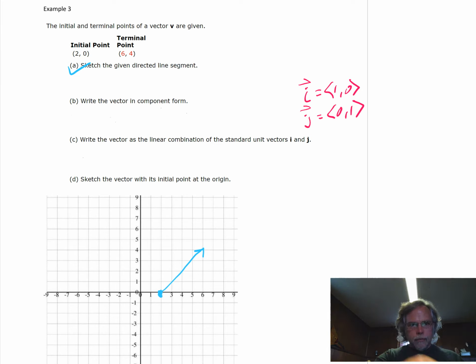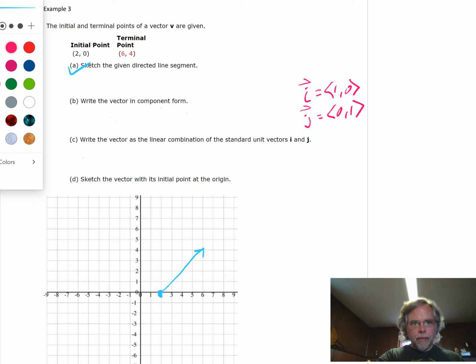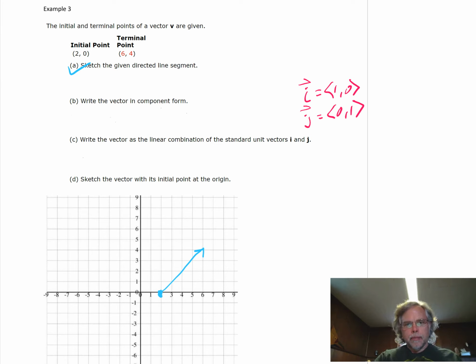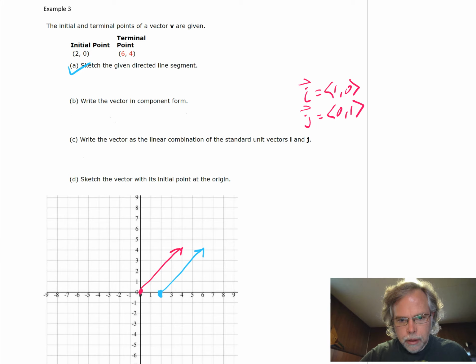So I feel like I can't resist getting into doing part D straight away in connection with part B because they're totally related, right? The parts B and D really totally go together, and as I said, I'm not going to be able to resist essentially doing D first. D is sketch the vector with its initial point at the origin. So that would be the new initial point, and the terminal point would have to move over to here. So this would be the answer to part D.